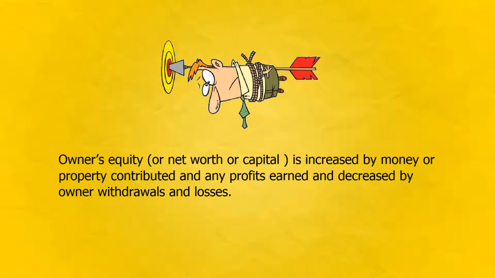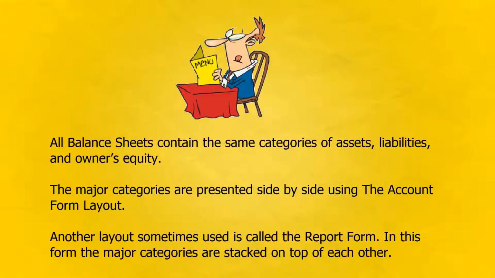Owner's equity, or net worth or capital, is increased by money or property contributed and any profits earned, and decreased by owner withdrawals and losses. All balance sheets contain the same categories of assets, liabilities, and owner's equity. The major categories are presented side by side using the account form layout. Another layout sometimes used is called the report form. In this form, the major categories are stacked on top of each other.